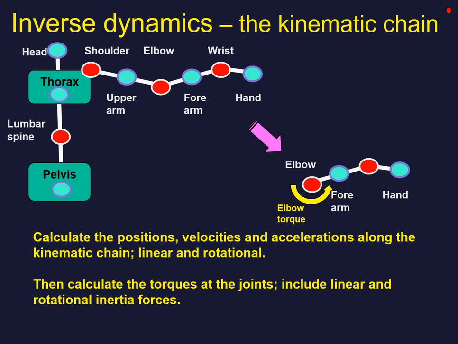But again, we start at the tip. In the case of, say, the arm, we start at the hand, calculate the torque at the wrist, then move down to the elbow, down to the shoulder, down to the thorax, and down to the pelvis, calculating the torques at all of the joints along that kinematic chain.